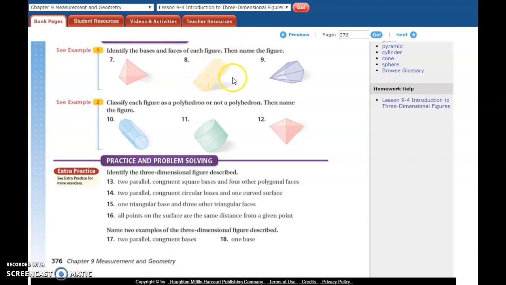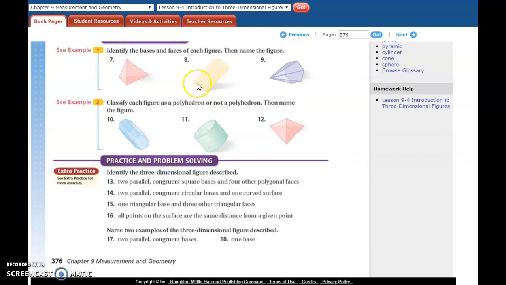So a few specific ones I wanted to go over. This one right here, number 8. It's really hard to tell. So I didn't really mark anything wrong, but this base is right here. The other base is up here. So it has two bases, so we know it's a prism. Okay. A lot of you put square for here. It's actually a rectangle.